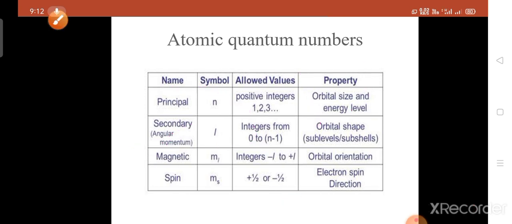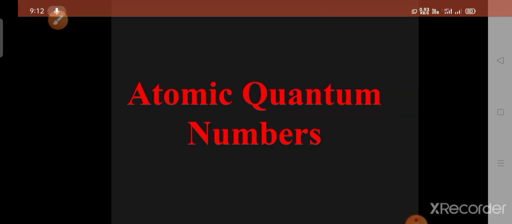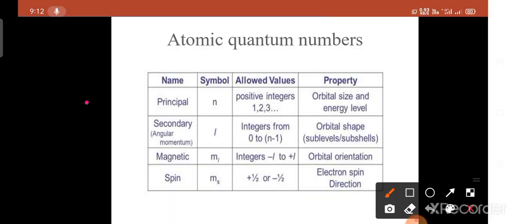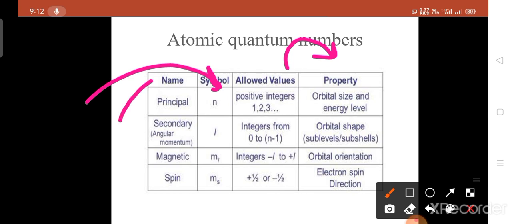Then first we have to discuss the principal quantum number. The principal quantum number is denoted by n, and this shows the properties of the orbital size and energy levels. The value of the principal quantum number can be an integer or a positive value, equal to 1 or greater than 1. Means what? The value of the principal quantum number is 1, 2, 3, etc.